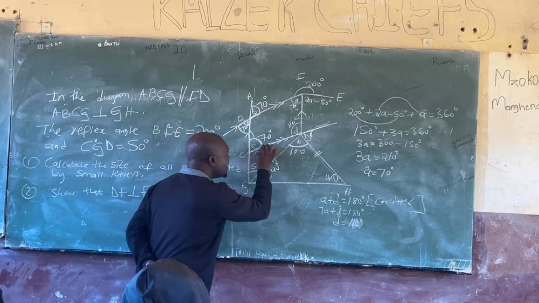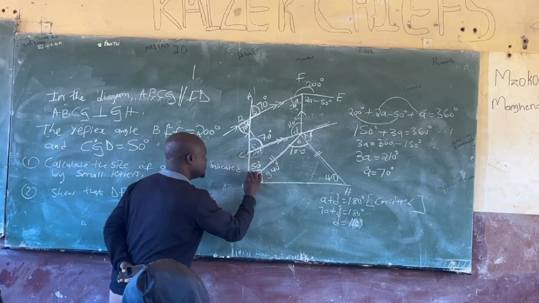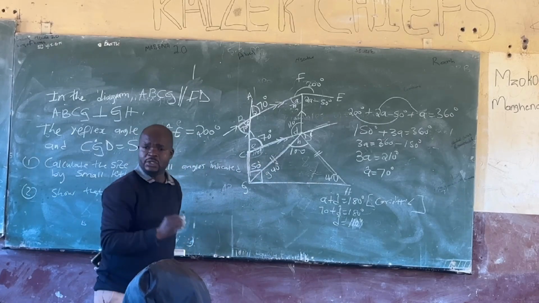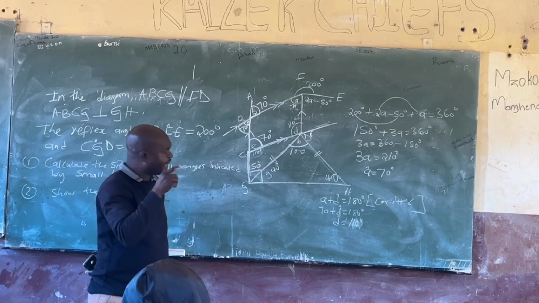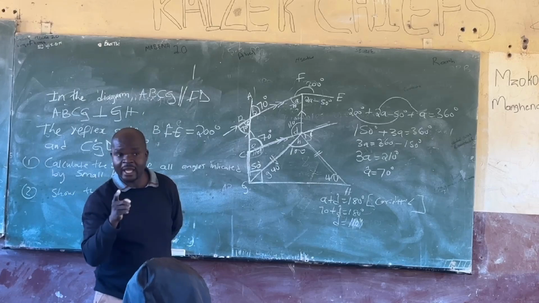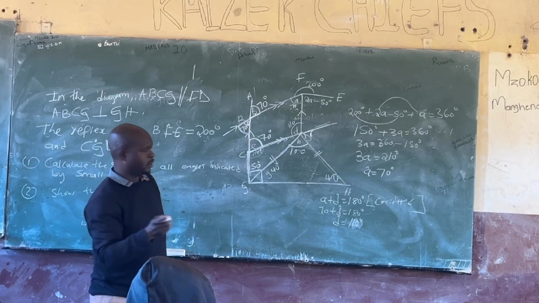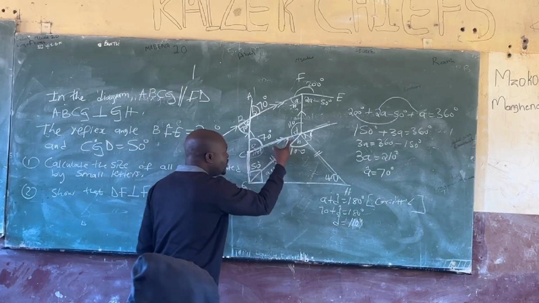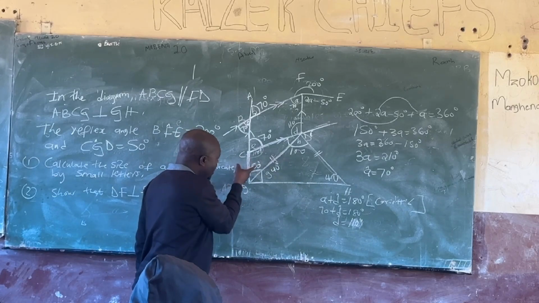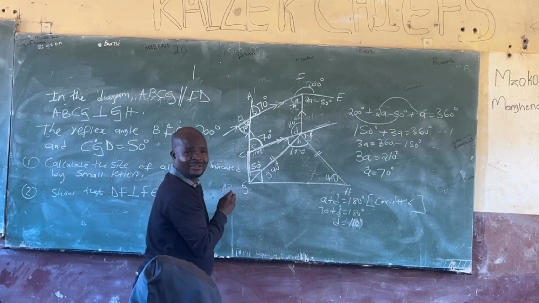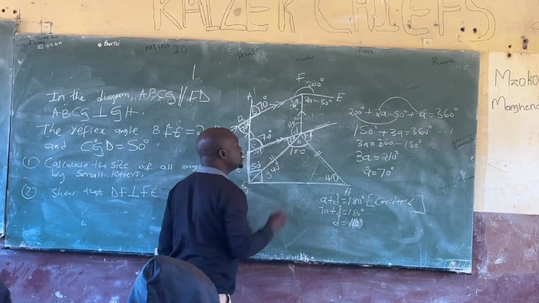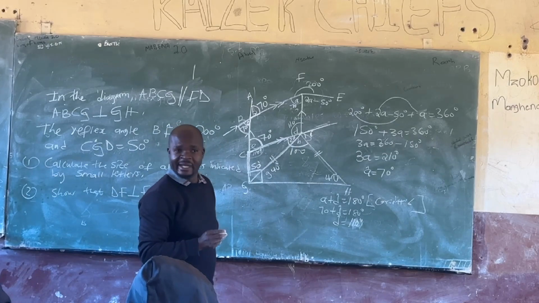If here is 110, you agree with me that this is a triangle? Yes. Do you know that the sum of the interior angles in a triangle is 180? It means that if I add 110 and 50, and subtract from 180, it's 20. Then it's 20.